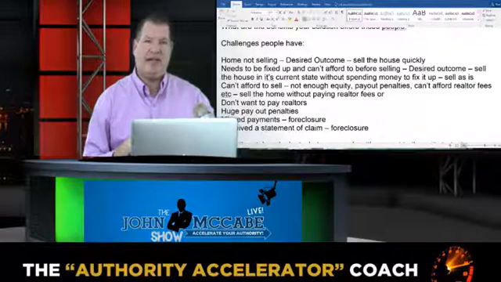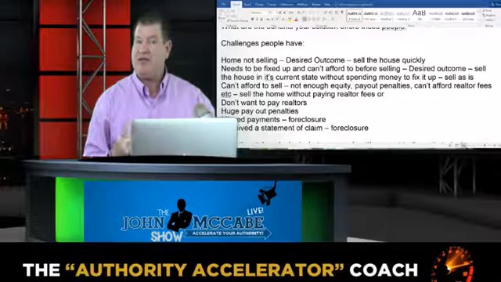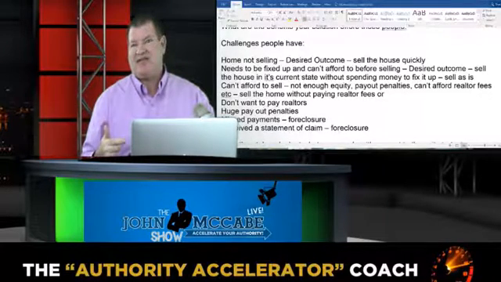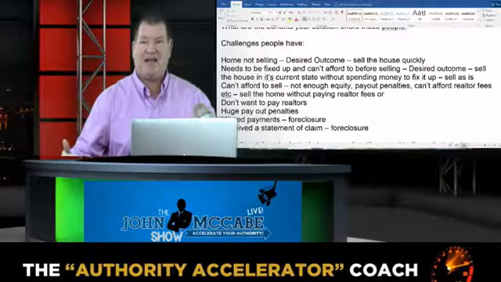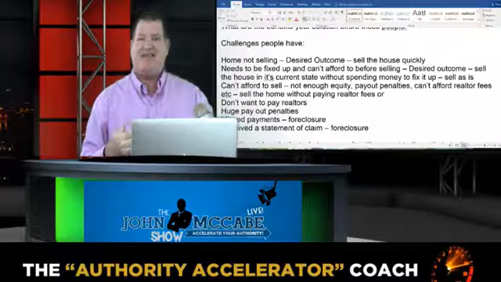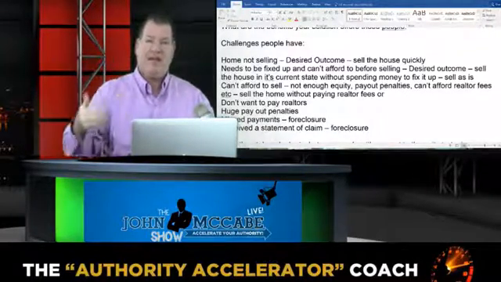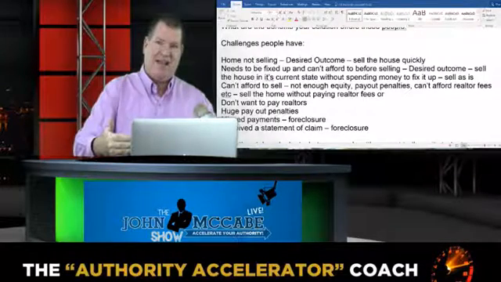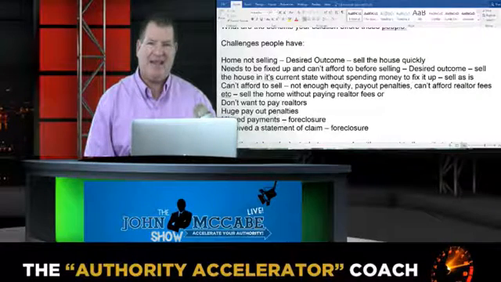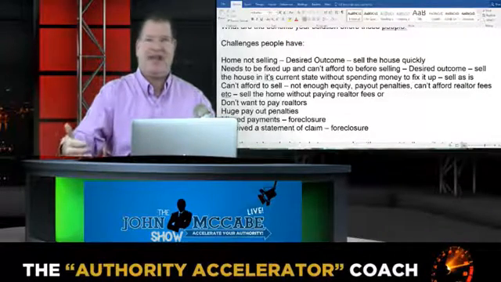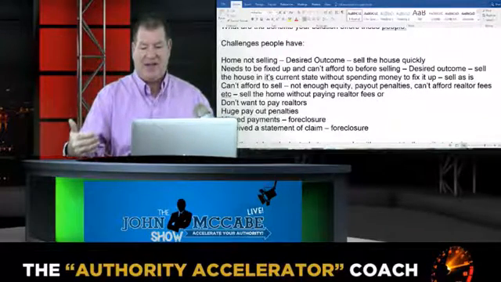Now we're going to move to the next one. The challenge was it needs to be fixed up and they can't afford to do so before selling. So the desired outcome is either sell the house in its current state without spending any money to fix it up, so basically selling it as is, or for them to have the money to fix it up and then turn around and sell it. So what's more likely is the first one, where they sell the house in its current as-is condition, where they don't actually have to spend the money to fix it up.